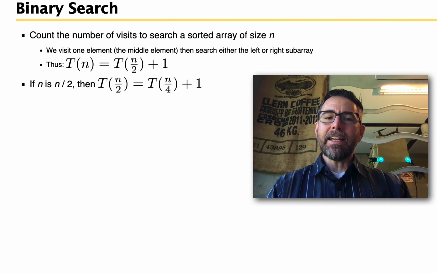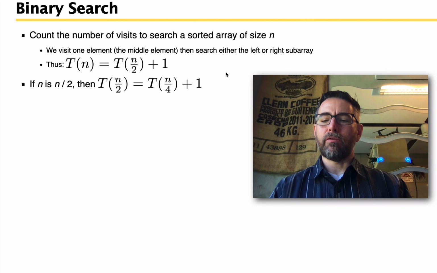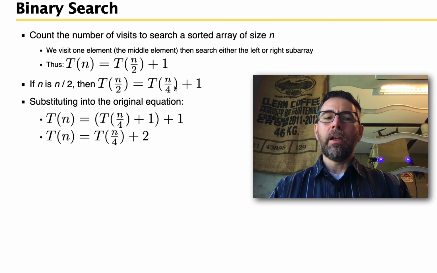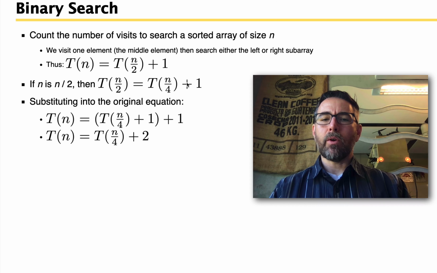Okay, well now let's take this value of T(n/2) and plug it in here and see what our original formula ends up being. Well, if we take T(n) and we plug in what T(n/2) is, we end up with this formula where we replace this element with this formula here. And so T(n) is this expression here plus 1. And if we simplify that, we get T(n) equals T(n/4) plus 2.